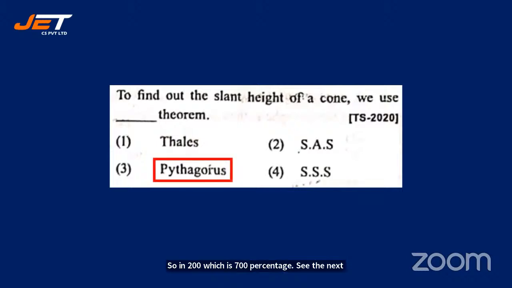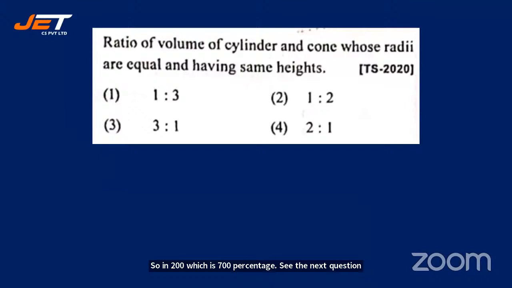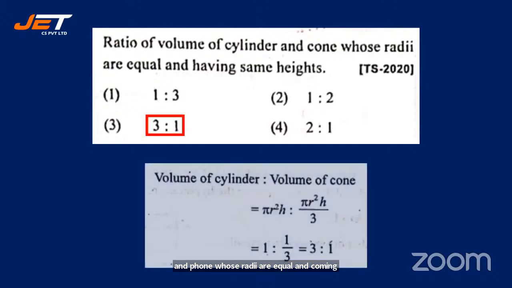The answer is given. To find out the slant height of a cone, we use Pythagoras theorem. All right. Next question, ratio of volume of cylinder and cone whose radii are equal and having same heights. All right. So here the answer is 3:1. How? Because see, you have to substitute the volume of the cylinder and the volume of the cone. Okay, so they are saying volume of the cylinder is to volume of the cone.